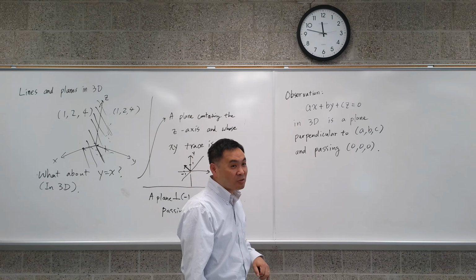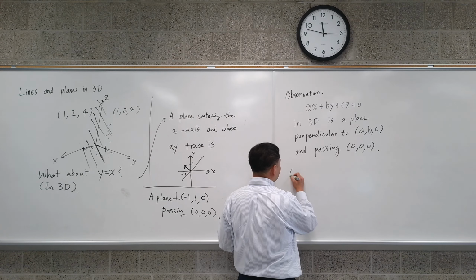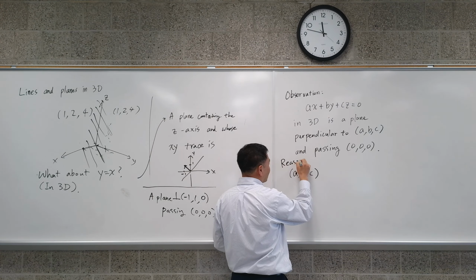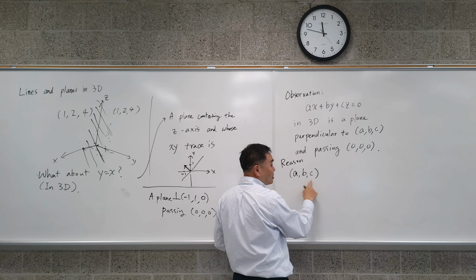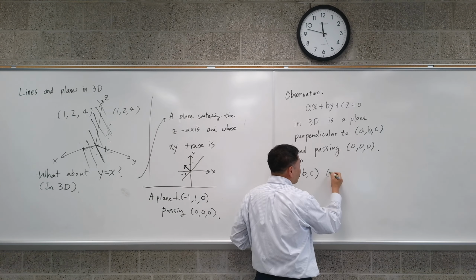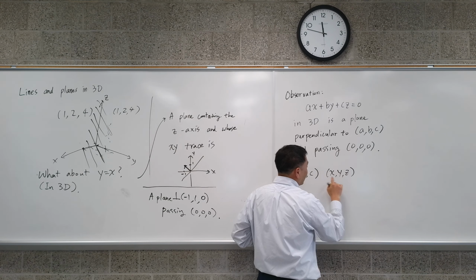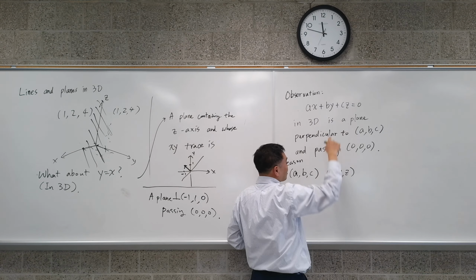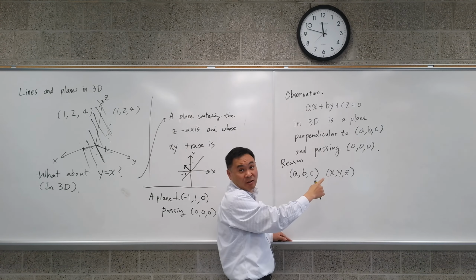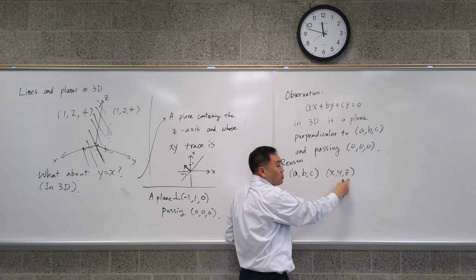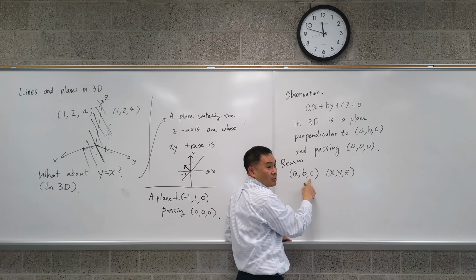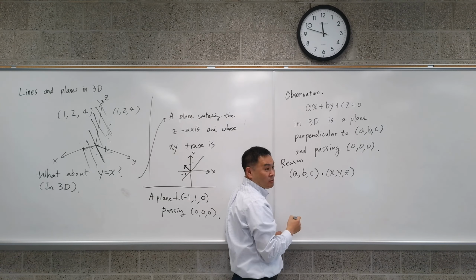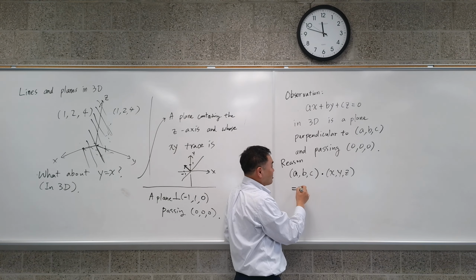So think of it like this. If you have A, B, C as a vector, and X, Y, Z as a vector, and X, Y, Z satisfies this equation, so it's a point on the plane. So let's say X, Y, Z is a point on the plane, A, B, C is another given vector, and if I do a dot product of these two, let's see what that does.